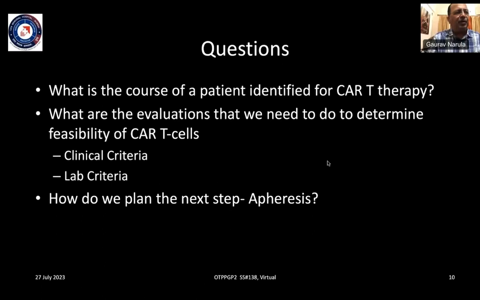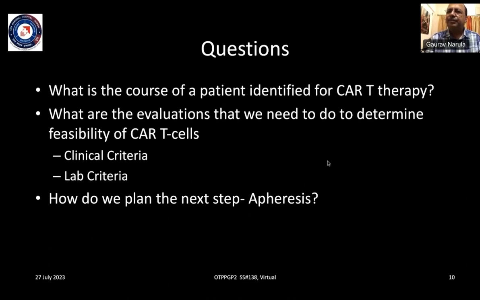And the last question, how do we plan the next step, which is apheresis? Once we've done these evaluations, are there certain criteria that we need to see whether the patient is fit for apheresis? Remember, these patients are all relapse refractory. They have not responded to chemotherapy. That's why they come for CAR T. They got blasts in the bone marrow. They may have blasts in the peripheral blood. They got low counts, like you saw in this patient. So how are you going to do the collection? Are there some criteria?